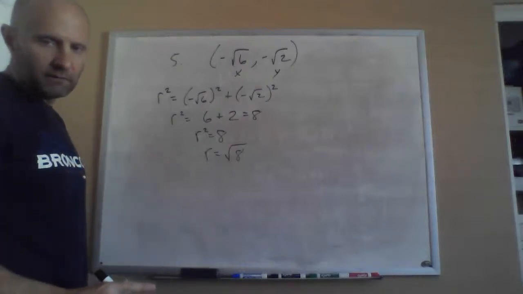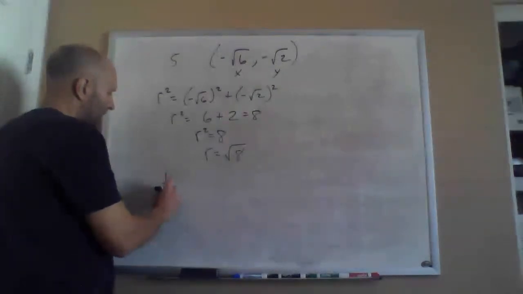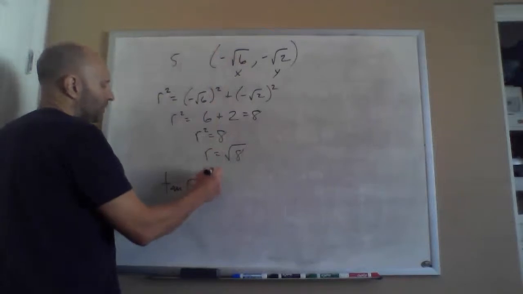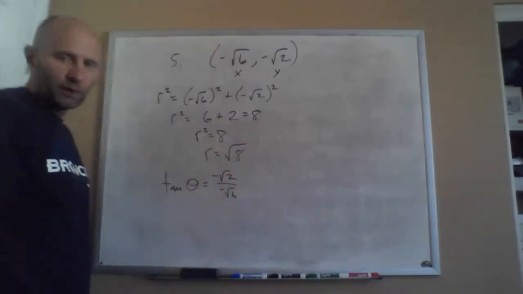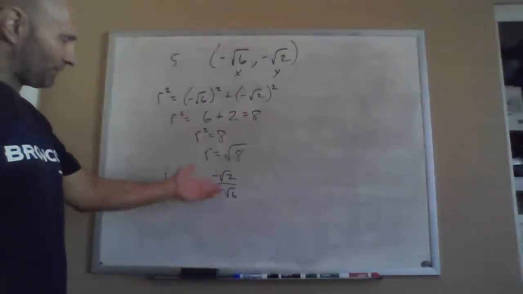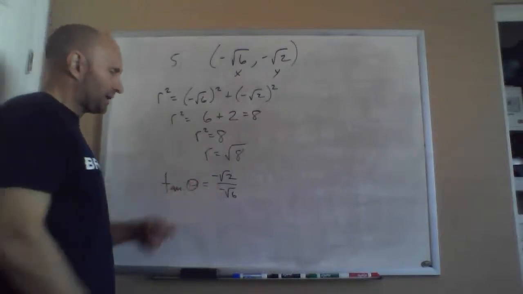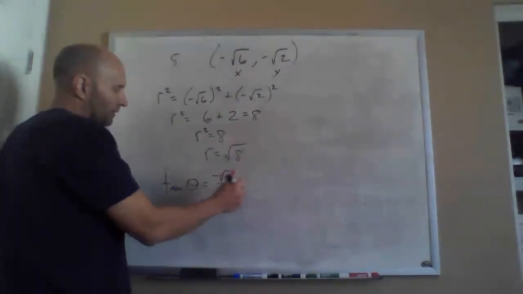Questions on that? Now theta. So our equation is tangent of theta is y over x. So negative square root of 2 over negative square root of 6. I have no idea where this is on the unit circle, but simplify it and rationalize it. We have negative over negative, so that makes this whole thing positive.